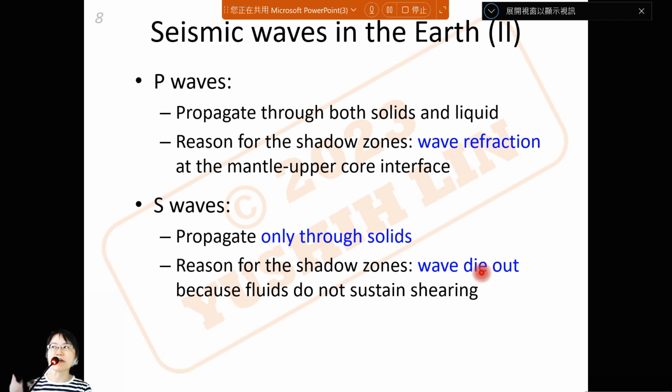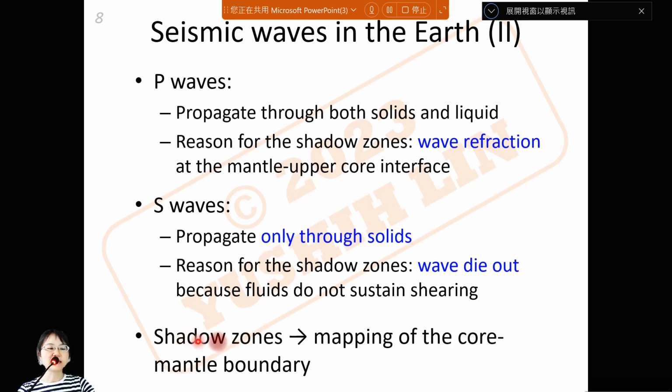Die out means the wave simply cannot penetrate through a specific layer of the Earth structure because liquids or fluids do not sustain shearing. Therefore, scientists have used the shadow zone to map the core-mantle boundary. That's the first thing they can do from the seismic wave. And the second thing they know from the seismic wave is the outer core must be liquid.